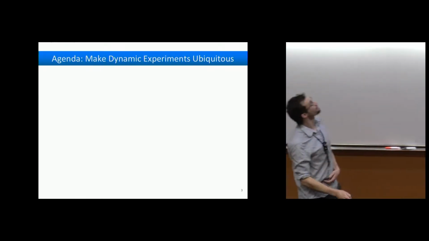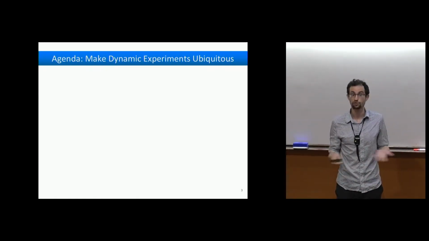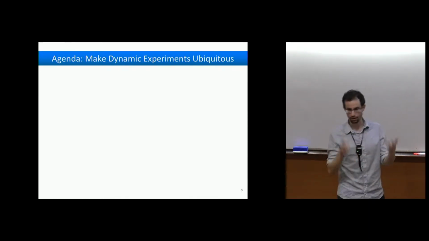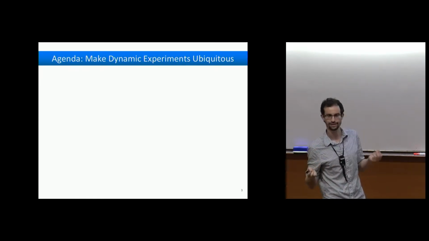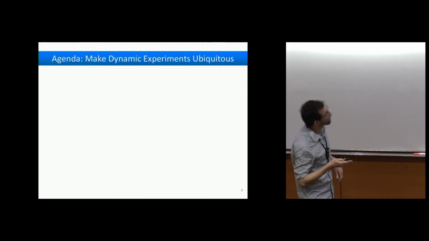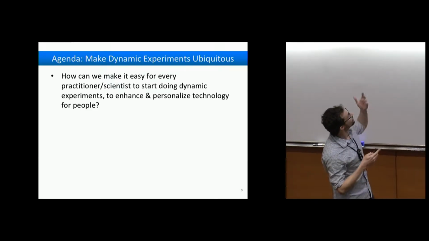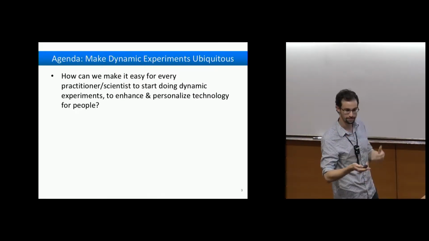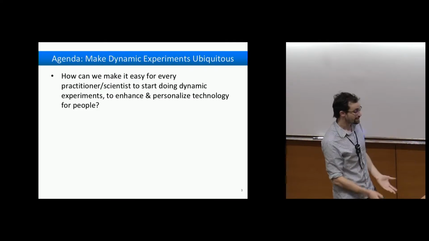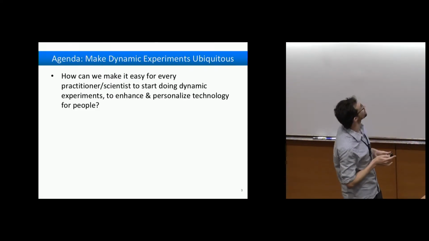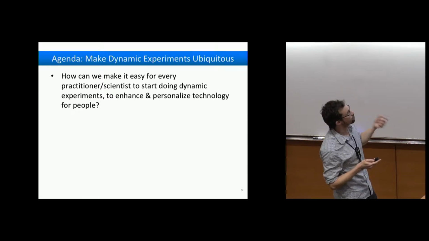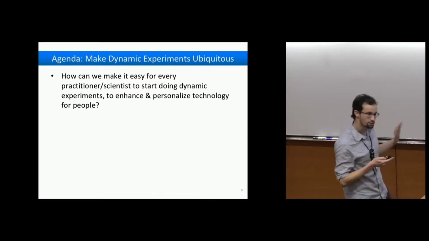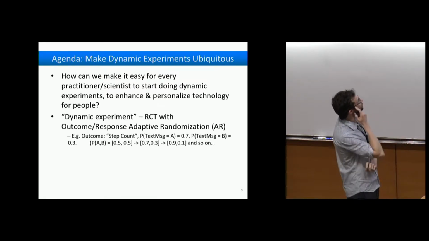The agenda is to think about how we make dynamic experiments ubiquitous. Everyone in Facebook, in mobile health and education, all these psychologists, education researchers, economists, how do we get them to start running dynamic experiments in technology? Let me be concrete. To do that, we need to make it easy for every practitioner to start doing experiments. We have to give them algorithms that are available on the web. And for behavioral scientists, we have to give them analysis methods, which is what a lot of you specialize in, so that they can run these experiments, know how to analyze them, and then the experiments can actually lead to enhancing and personalizing technology.